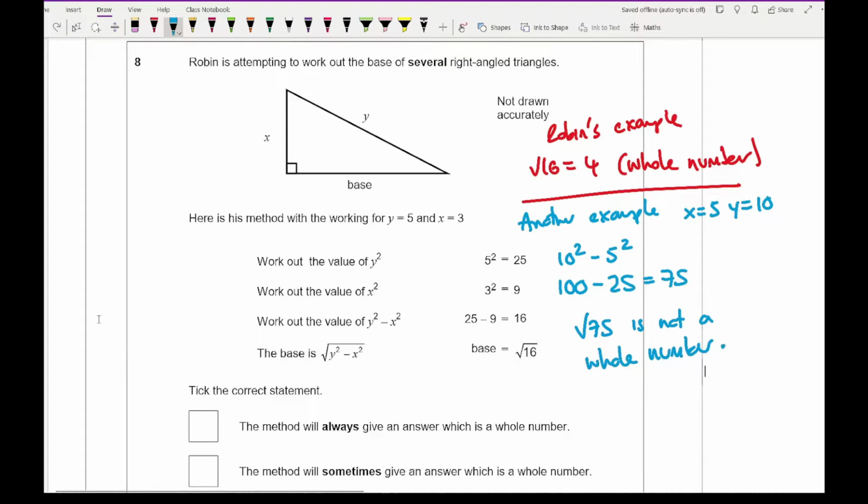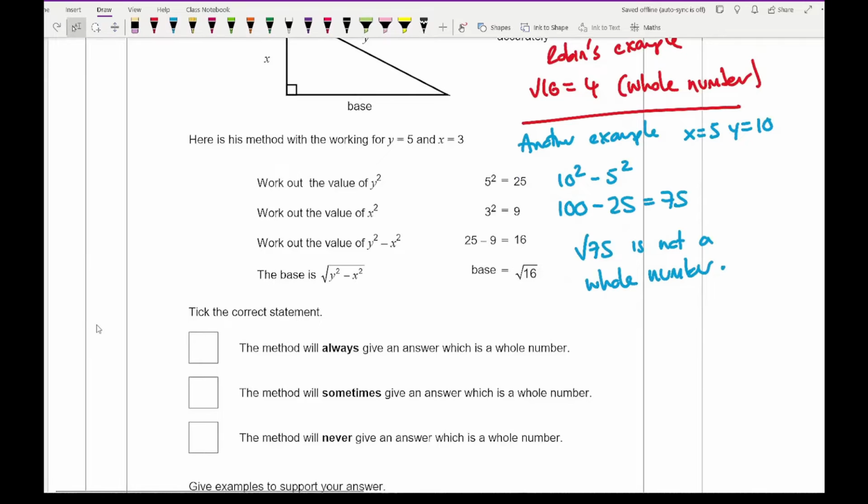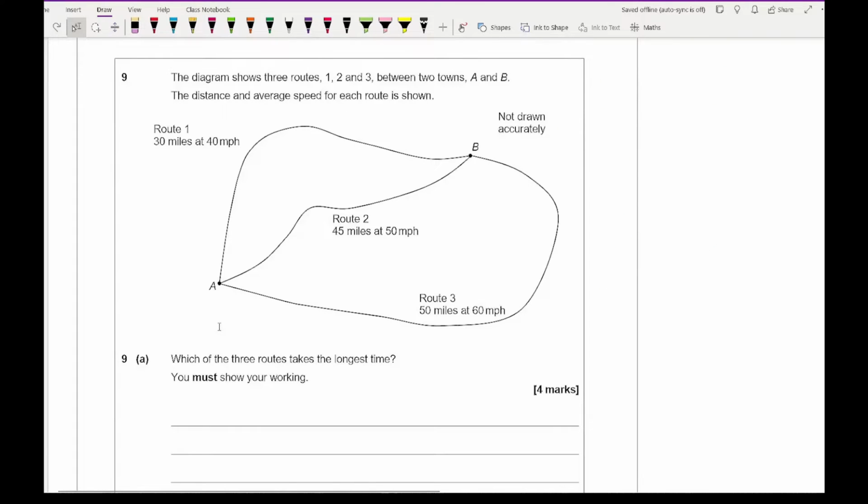So the correct box we want to tick is going to be the middle one. Question 9 says the diagram shows three routes, route 1, 2, 3, between two towns A and B. The question is asking us which of the three routes takes the longest time. For this, we need to recognize distance, speed, time, so we're using this triangle.